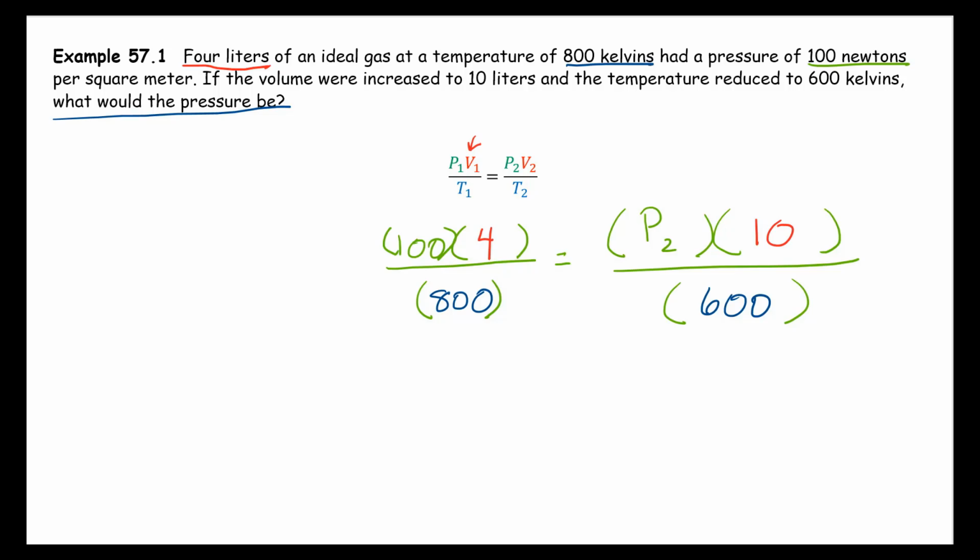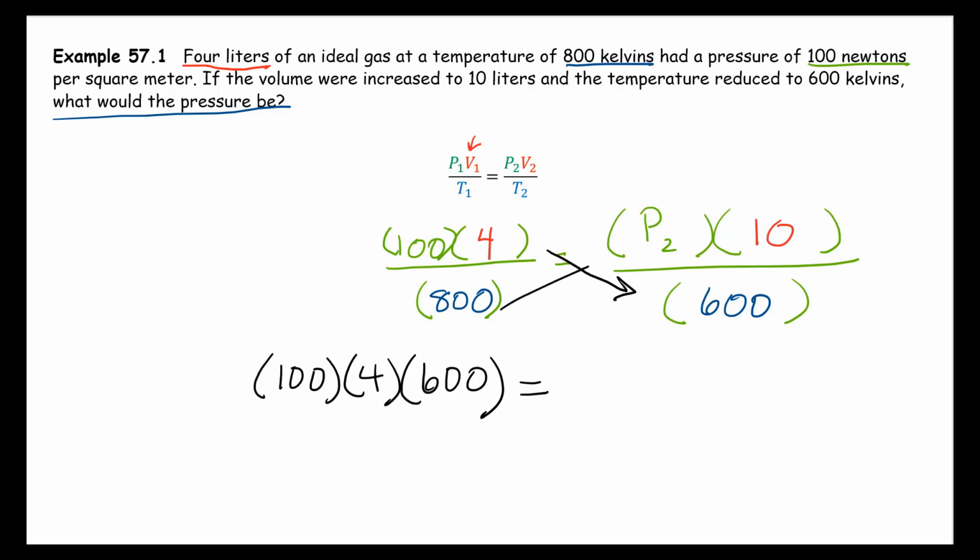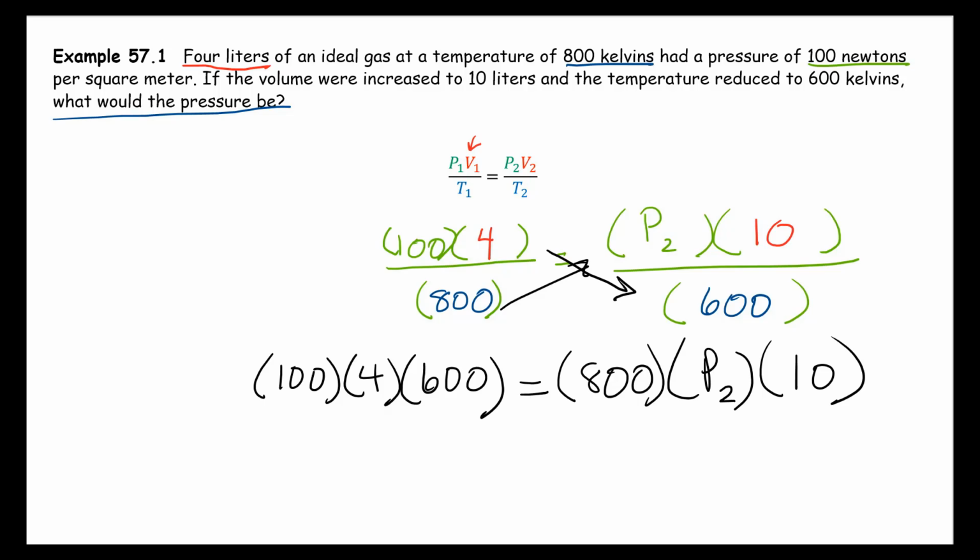Now we are just going to cross multiply and solve. So we'll have 100 times 4 times 600. I'm multiplying here equals, now I'm going to multiply here, 800 times P sub 2 times 10. And now to solve for P sub 2, I am just going to divide both sides by 800 times 10.